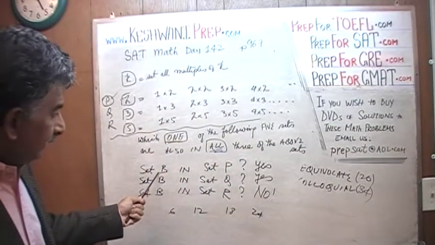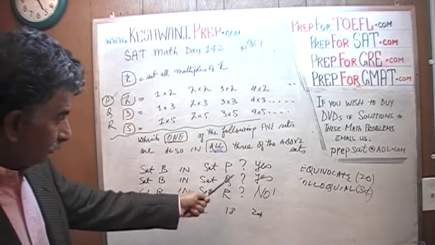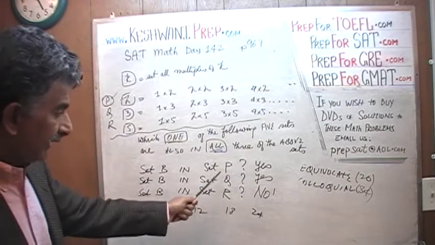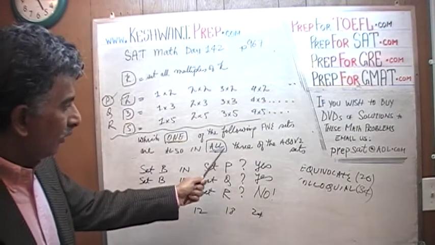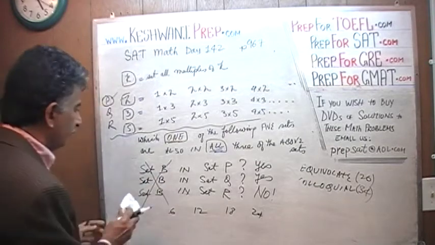And since set B is not in all, it is in 2, set B is in set P and in set Q, but it is not in all 3 because set B is not in set R. Since it is not in all 3 of the above sets, B is not the right answer. Let's move on to answer choice C.